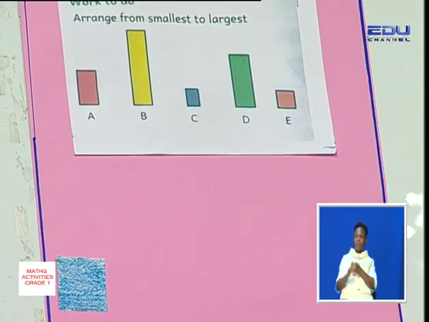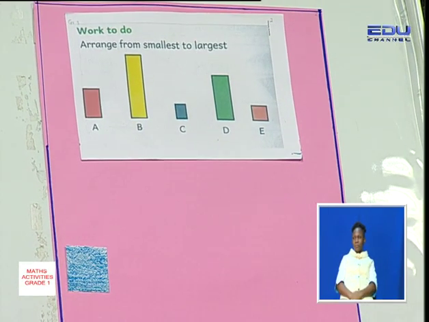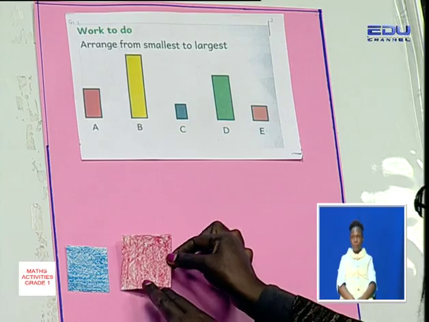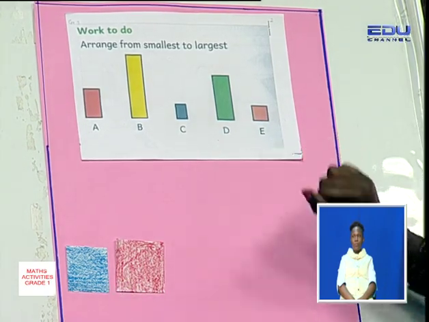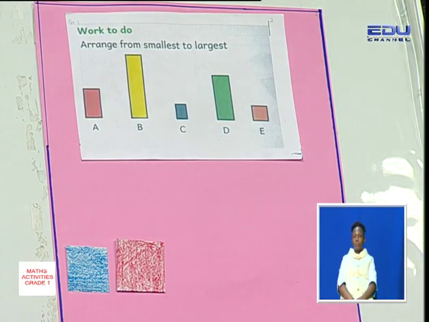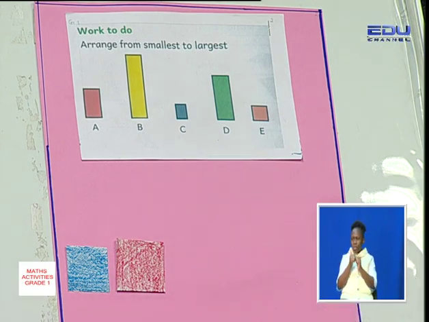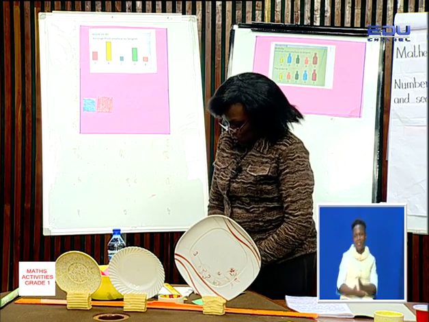The blue strip is the smallest. Then which one follows the blue strip? It is strip A. Strip E follows strip C. Then we are left with the green strip, the yellow strip, and the red strip. Which one will follow? Yeah, strip A will follow.